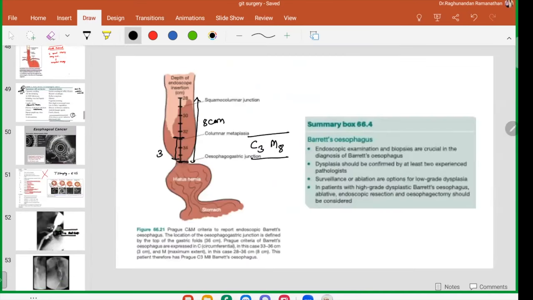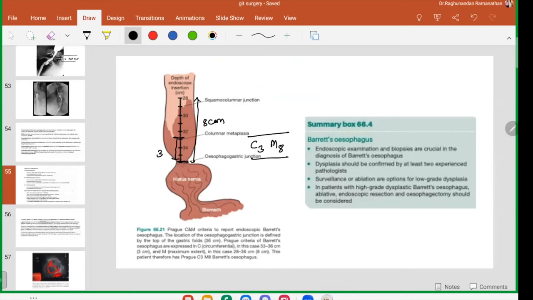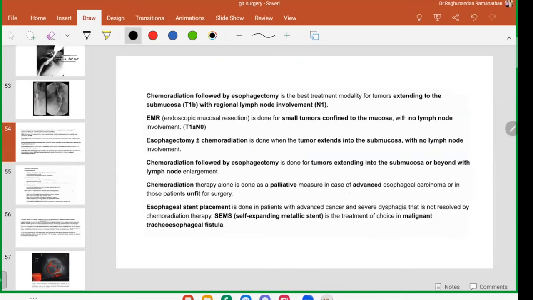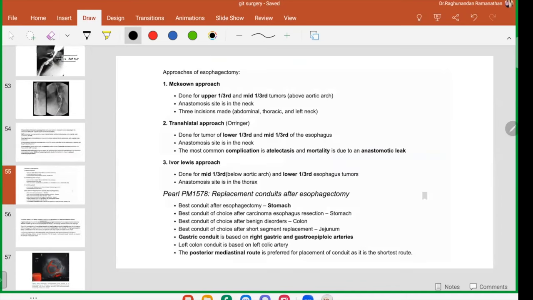And one more point I wanted to add is regarding esophagectomy. You have three types of esophagectomy. McKeown's approach, which I already told you, even though I'm repeating, then the transhiatal, then the Ivor Lewis. McKeown's approach is done for upper one-third and middle one-third tumors. Transhiatal, lower one-third and middle one-third. Ivor Lewis, middle one-third and lower one-third.